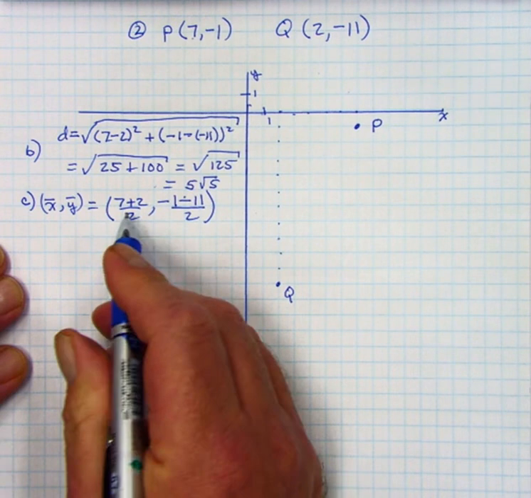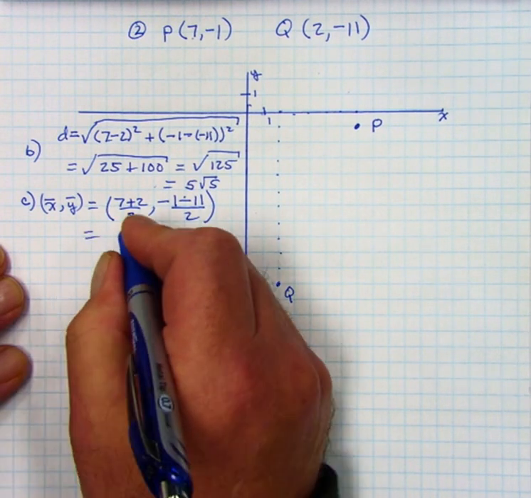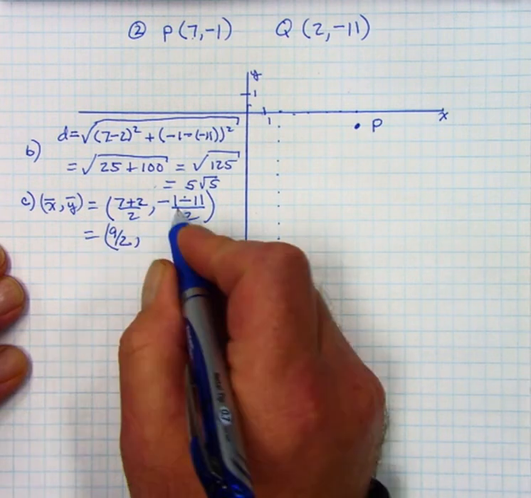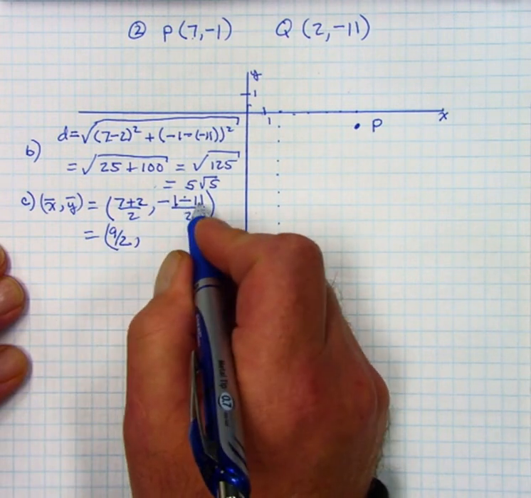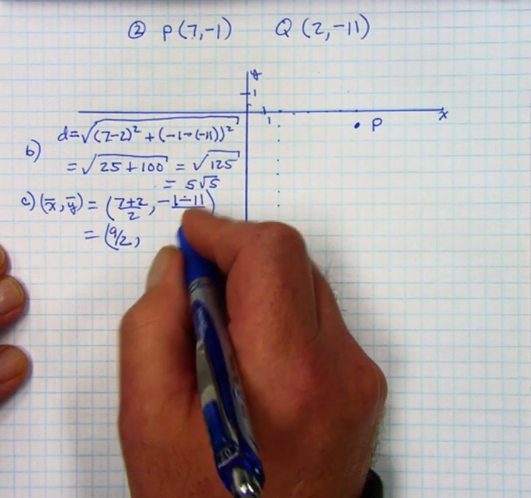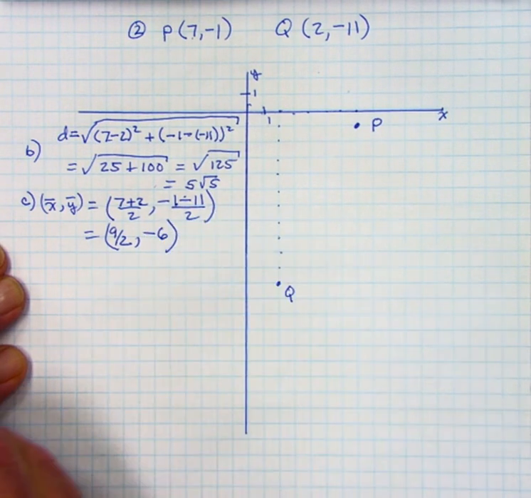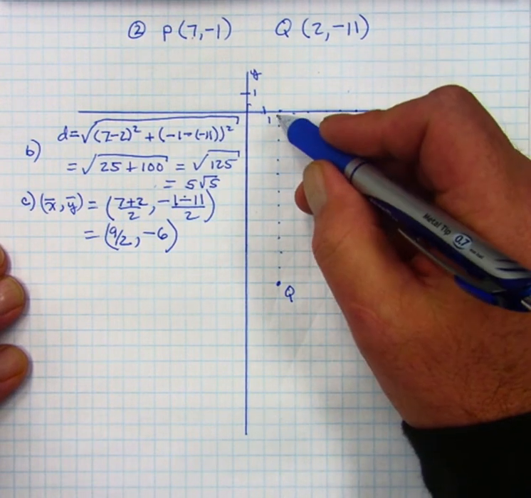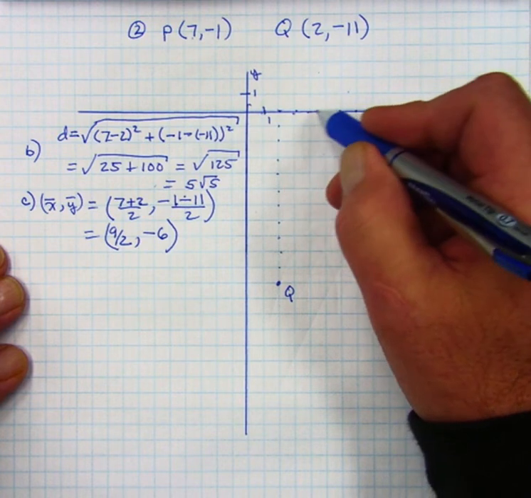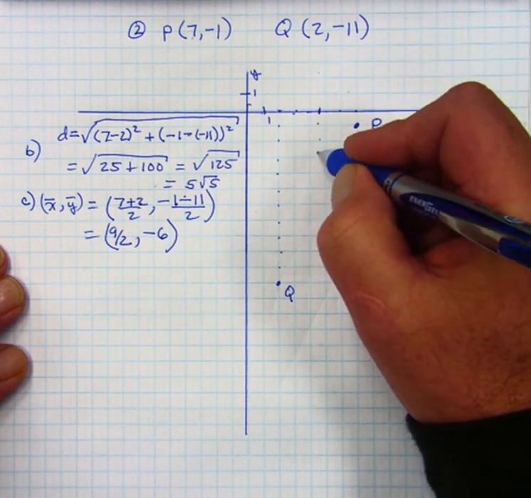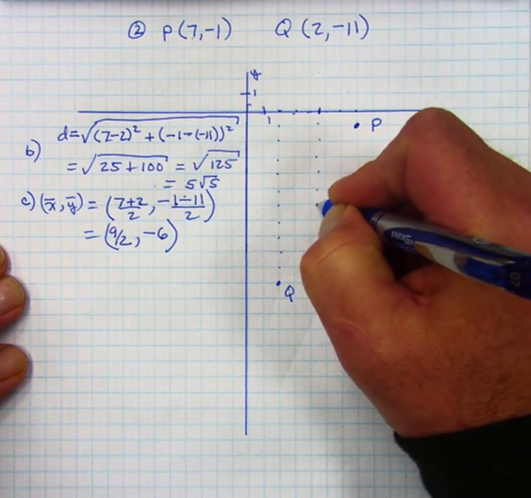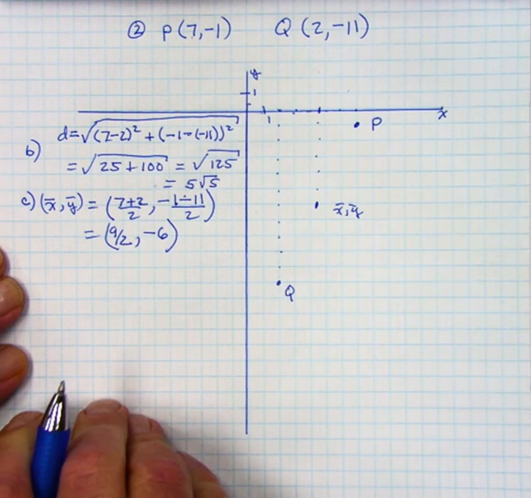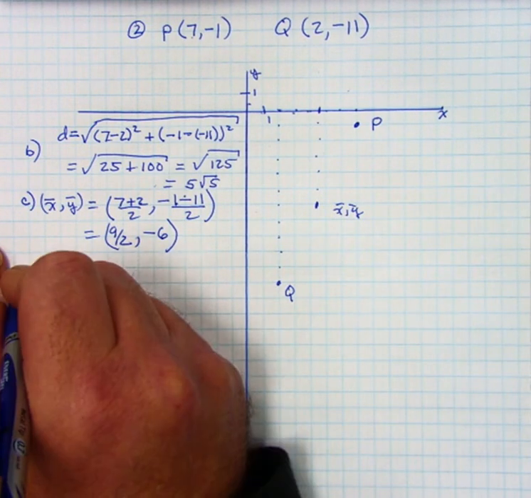Once again, make sure you show me the right numbers and the right formula. This turns into 7 plus 2 is 9 over 2. That won't reduce. -1 minus 11 is -12 over 2 gives you -6. So the midpoint is going to be 9/2, -6. So here 9/2 is 4.5. So here's 1, 2, 3, 4.5. 1, 2, 3, 4, 5, 6. So that should be the midpoint, x bar, y bar. Okay, so that's the answer to part C.